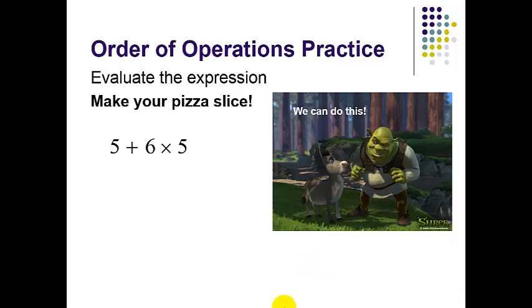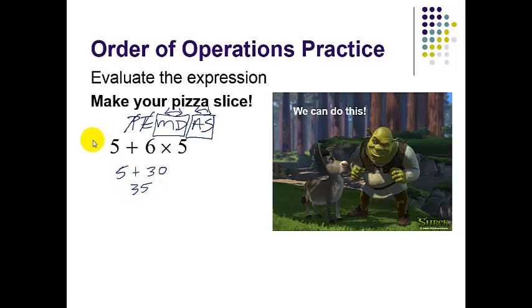So let's practice this one real quick. I like to call it make your pizza slice, and I'll show you what I mean by that. I'm just going to write this down. Whenever I write it down, I box it and I put my little arrows. Think about them being eyebrows if you want. Okay, so no parentheses, no exponents. I have multiplication and division next. Oh, here's my multiplication. So I'm going to rewrite it as 5 plus 30, and then 5 plus 30 is 35.